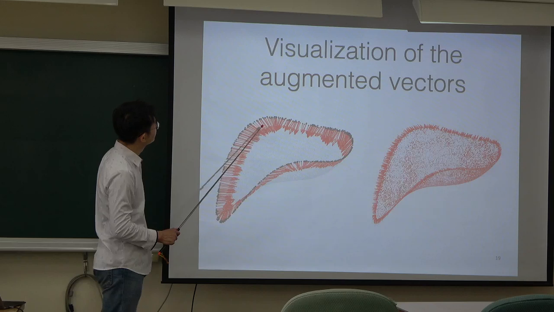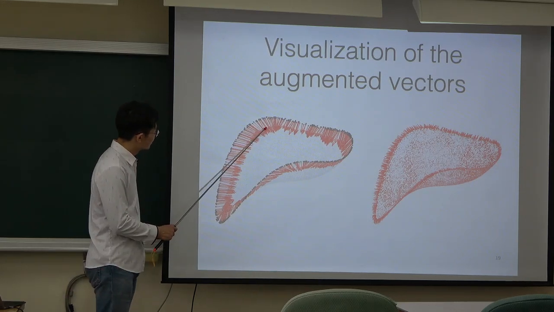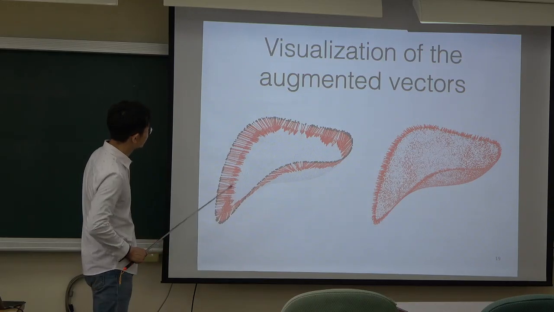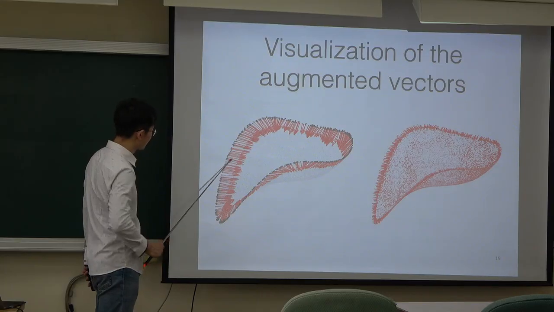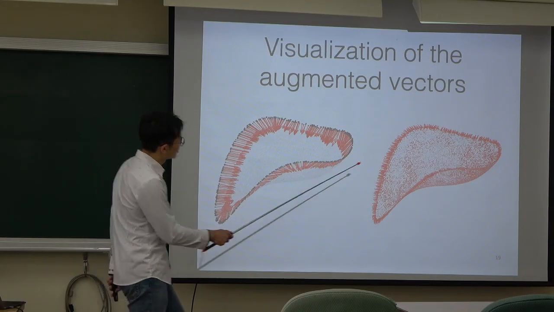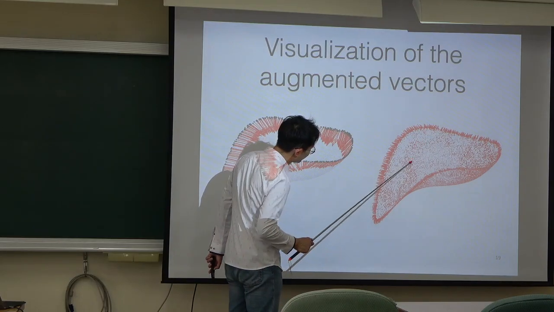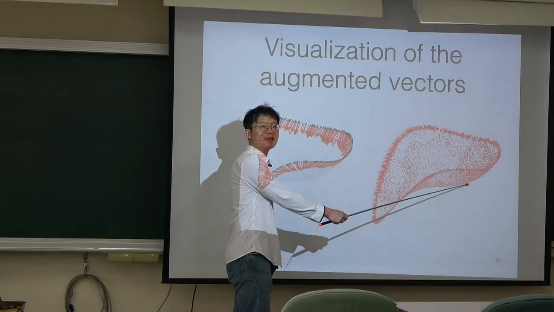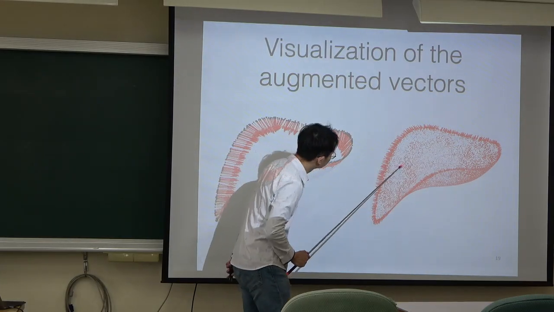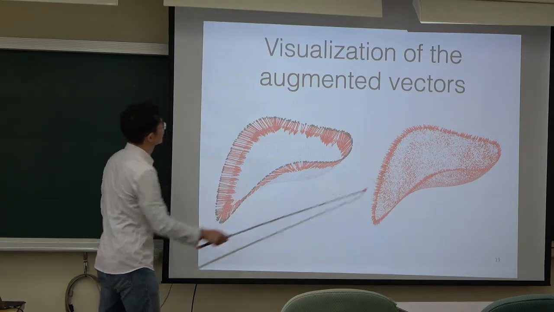And this is how the augmented vector looks. This picture shows you on the left-hand side, when you have a boundary, the augmented vectors have very peculiar behavior. And away from the boundary, they have some very interesting behavior, which we will take a closer look at in the next lecture.